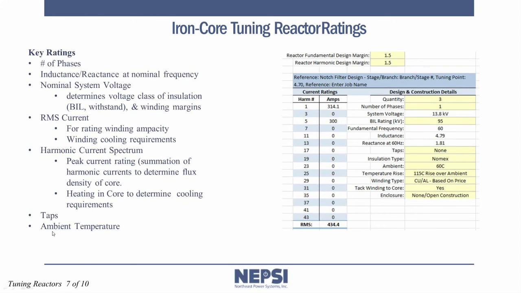And the last rating that's typical is to specify an ambient temperature rating. For iron core filter designs inside metal enclosed banks, we would recommend that you use a 60 C ambient because it can get hot inside the enclosure. So the reactor designer should know that he could expect 60 degrees C ambient for his design.